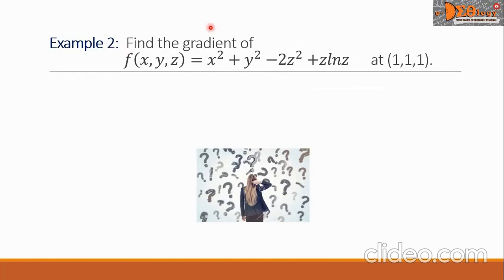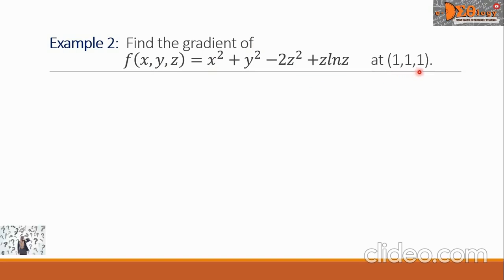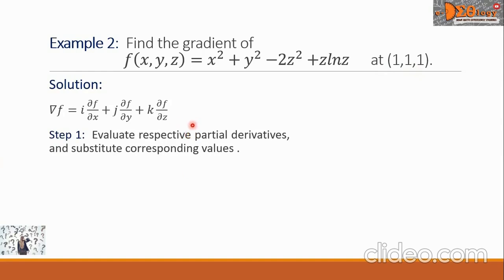Example 2. Find the gradient of function f of x, y, z equals x squared plus y squared minus 2z squared plus z ln z at the point (1, 1, 1). First, let us write the formula for the grad f. For step 1, let us evaluate respective partial derivatives and substitute corresponding values. Let's begin with the partial derivative of f with respect to x.